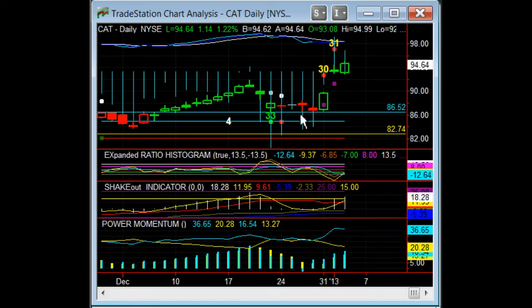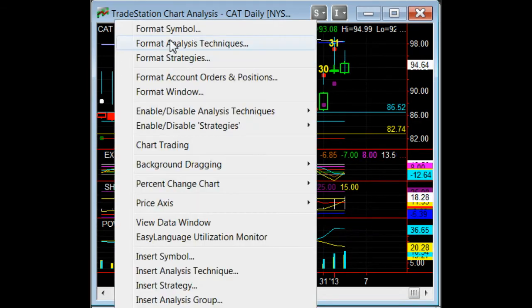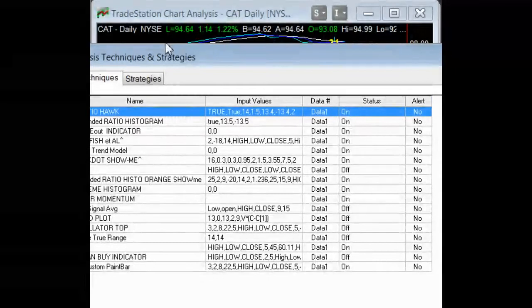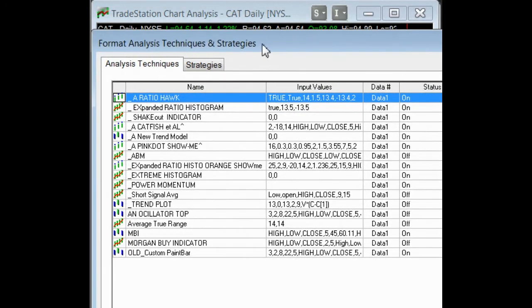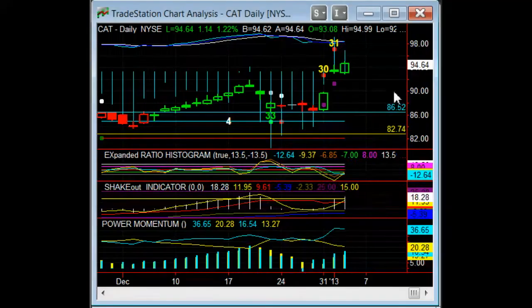And we haven't even put in here, and let's go ahead and do it now. Let's just assume that we didn't have it, and we could go here to our format analysis techniques. In this particular case, I happen to have it in here. I'm looking for my up-down power. Am I not seeing it? No, we don't have it in here. All right, well, that's a perfect one.